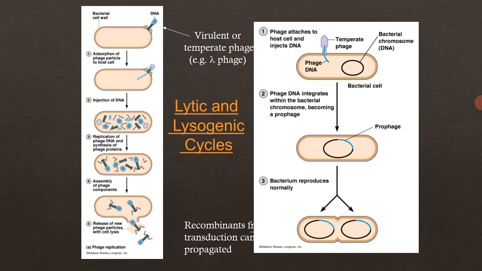Now what is happening in the lysogenic cycle? The phage DNA will incorporate into the bacterial chromosome, okay. Phage DNA integrates within the bacterial chromosome and becomes a prophage. What is a prophage? A bacterial DNA that contains the viral DNA or phage DNA is called the prophage, okay. And therefore in this case the bacteria doesn't get killed. Bacteria don't die in the lysogenic cycle.